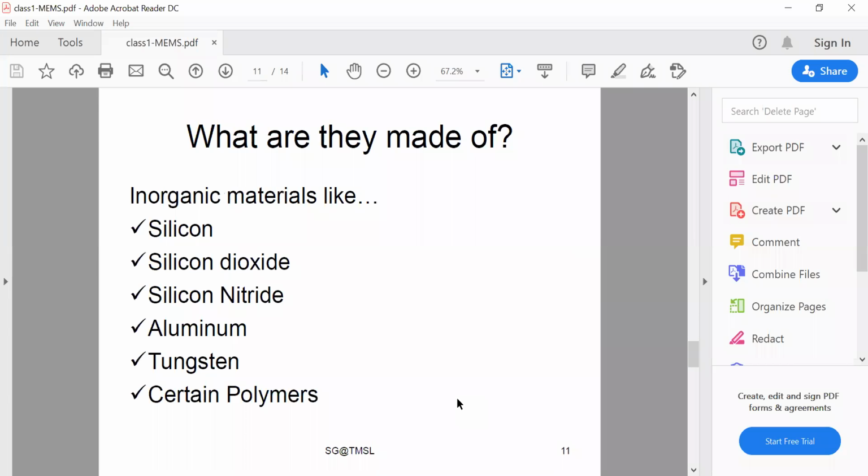Next part is, what are they made of? What are the materials that can be used in MEMS? The choice of materials in a microsystem is determined by microfabrication constraints. Integrated circuits, ICs, are formed with various conductors and insulators that can be deposited and patterned with high precision. Most of these are inorganic materials like silicon dioxide, silicon nitride, aluminum, tungsten. Also, certain polymers are used as well.